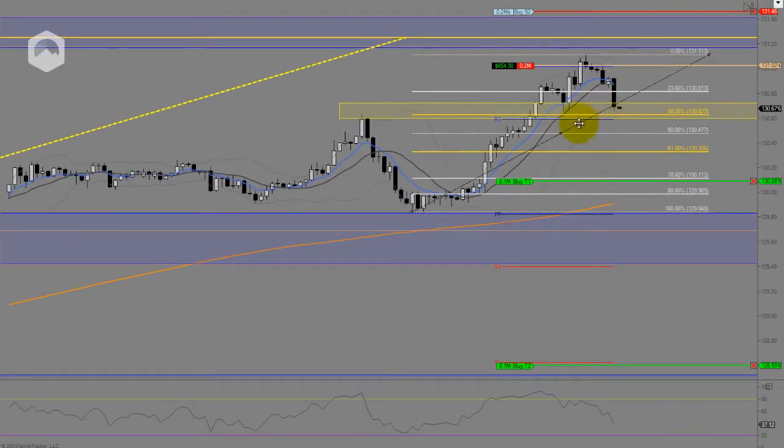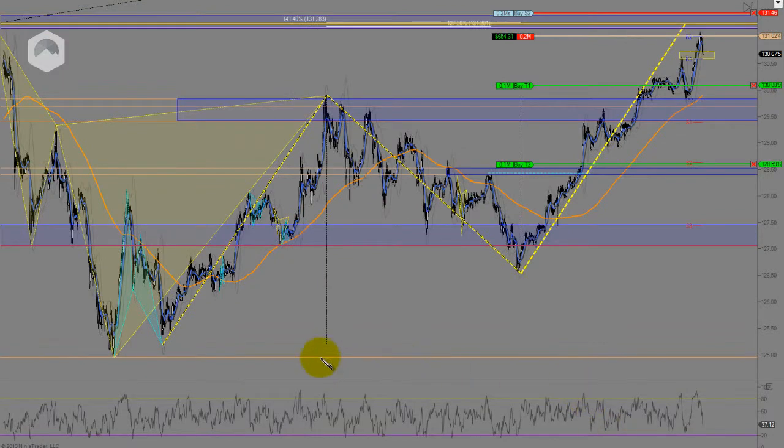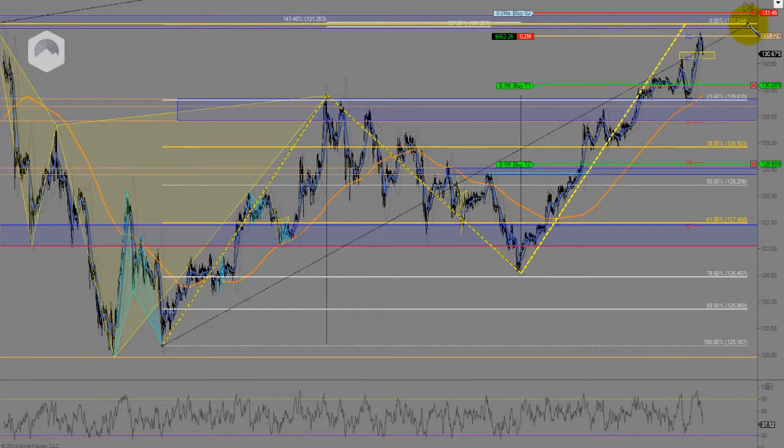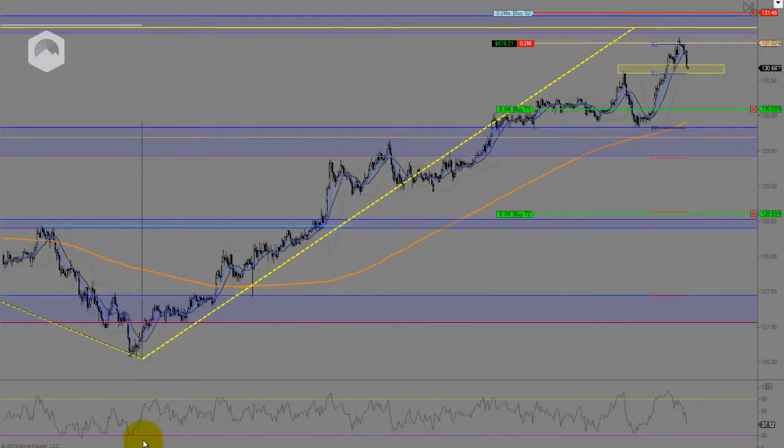Now our targets, you can do two ways. You can go for very large targets based off of the entire pattern, meaning target 1 here at the 382 and then target 2 here at the 618. For me, that's not going to work. That's a little too risky. I don't really need to be waiting a couple days for a trade to finish.